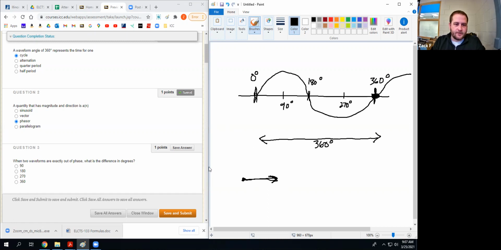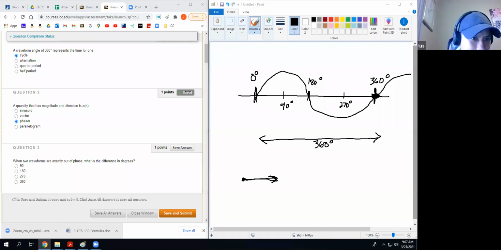When two waveforms are exactly out of phase, what's the difference in degrees? Uh, 90? Nope.